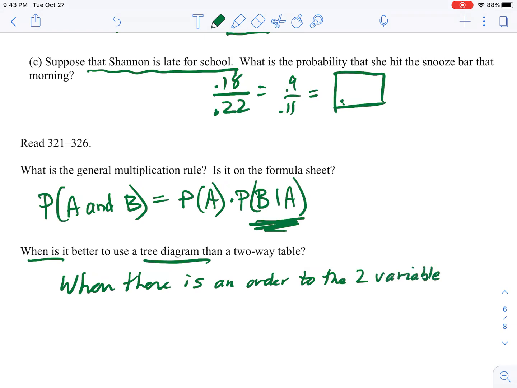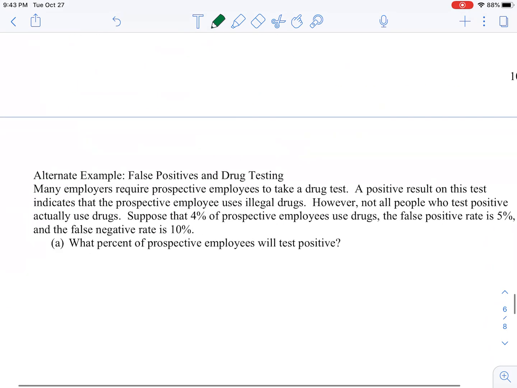When Shannon gets up in the morning, first of all, she either hits the snooze or doesn't, and second of all, she's either late or not late to class. So if there's an order to the variables, many times a tree diagram is a better way to do it.